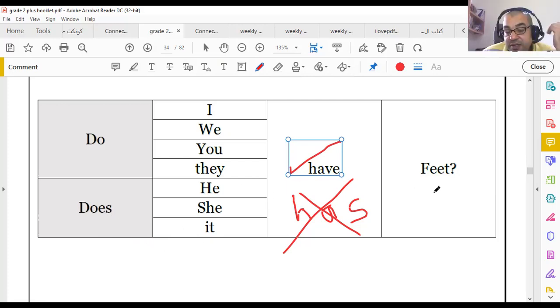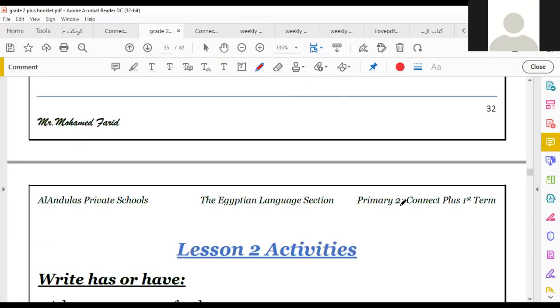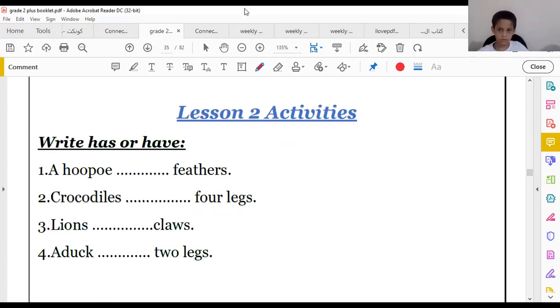Does it have feet? Does it have feet? We have some activity here.